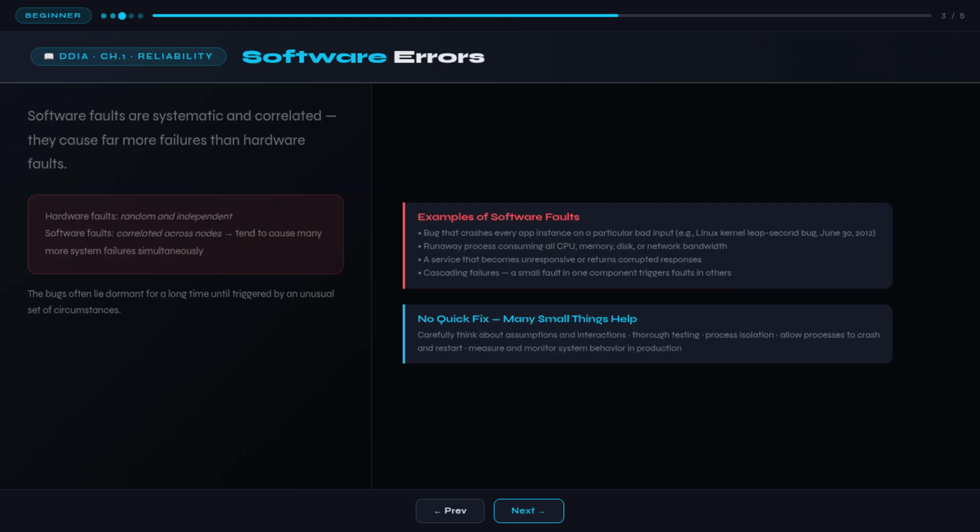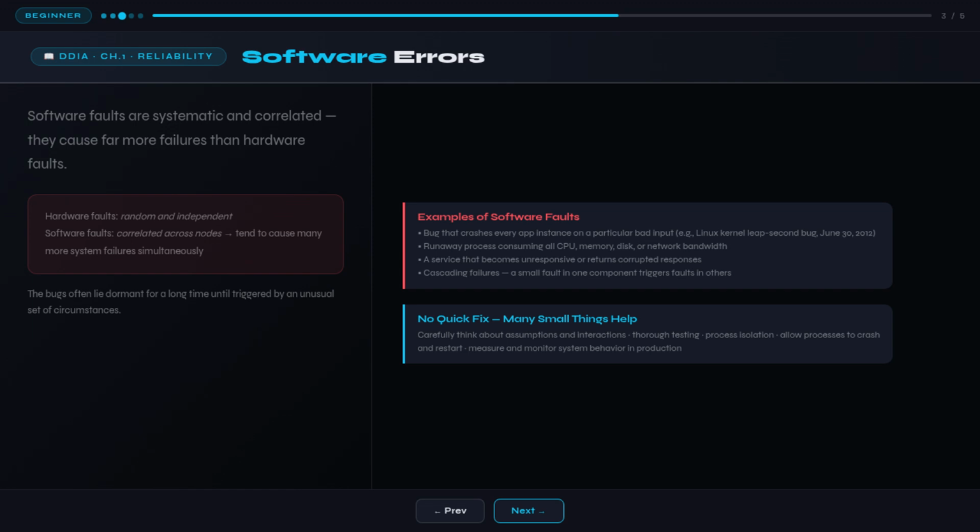Hardware faults are random and independent. When one machine's disk fails, it has absolutely no effect on whether any other machine's disk will fail. There may be weak correlations, machines in the same server rack might share a power supply, for example, but broadly speaking, hardware faults are uncorrelated. That independence is what makes hardware redundancy work. You're simply playing the law of large numbers.